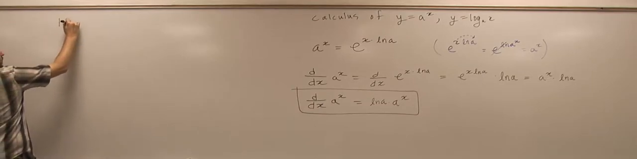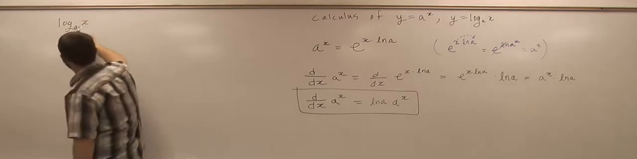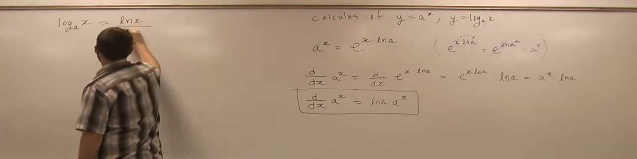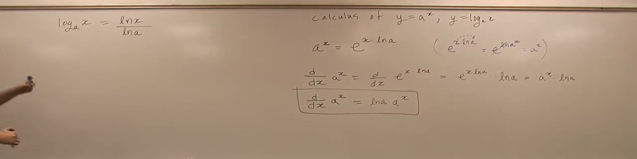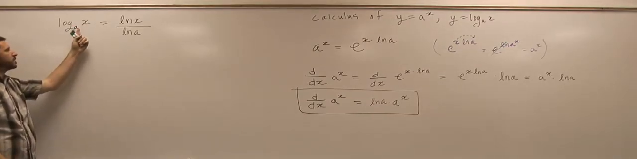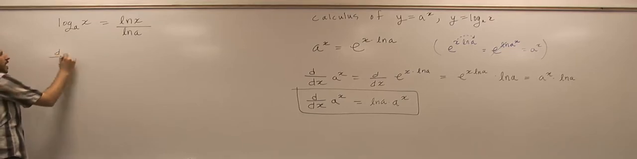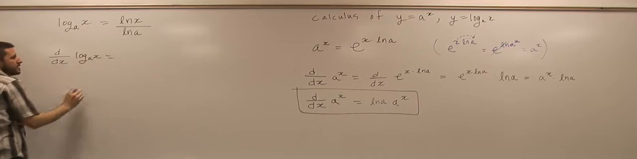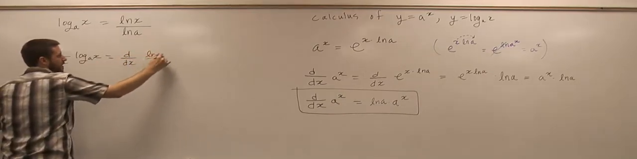For logs, you use this identity. Log base a of x is equal to ln x divided by ln a. This is the change of base rule, one form of the change of base rule, the one I just wrote over there. So if you want to do the derivative of a log that's not ln, log base a, it's the same thing as doing the derivative of ln x over ln a.